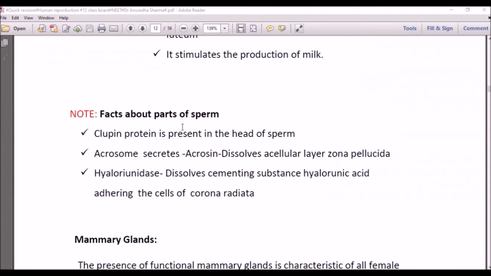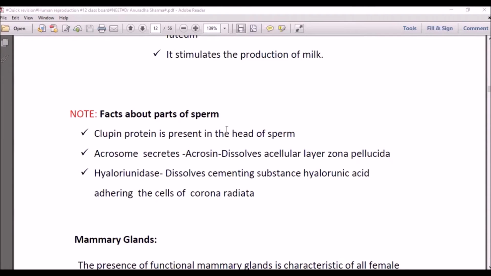Now there are certain facts about sperm that we should know. First, lupin protein is present in the head of the sperm. Second, the acrosome secretes acrosin, and this acrosin dissolves the acellular layer of the zona pellucida.